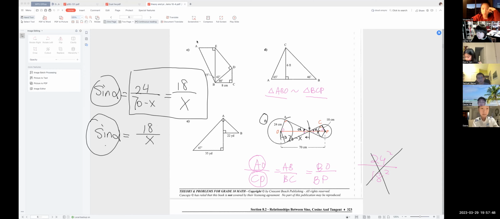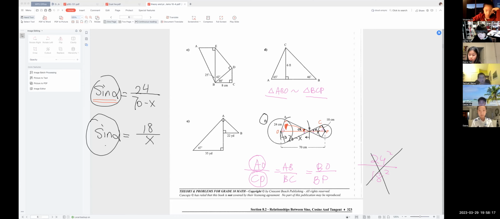Victoria, do you understand? Peng Peng? No. Okay, so I'm going to explain this one again. Let's take a look at this one. So sine alpha is this one, right? So what is the opposite line of this alpha angle? 24, right? And what is the hypotenuse of this triangle? 70 minus X, correct? So that's why it's 24 over 70 minus X equals sine alpha for triangle ABO.